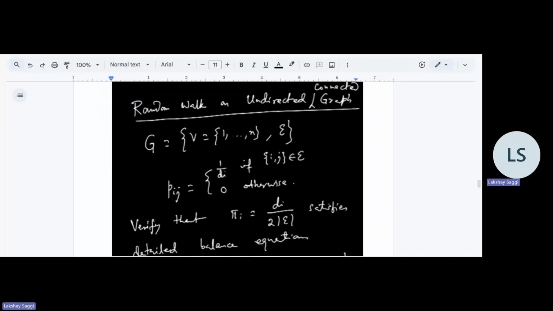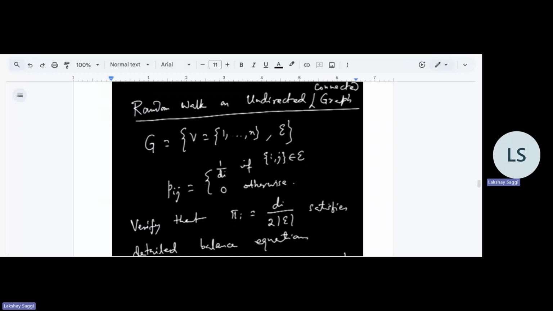Suppose we are given a graph G with vertex set V and edge set E. Suppose we associate the probability of moving from a state i to a state j as the probability P_ij, where a state here is just a vertex. Moving from vertex i to vertex j has probability P_ij, which is equal to 1 divided by d(i), where d(i) is the degree of the vertex i, if and only if (i, j) is an edge of the graph.